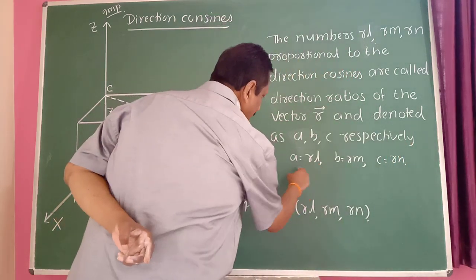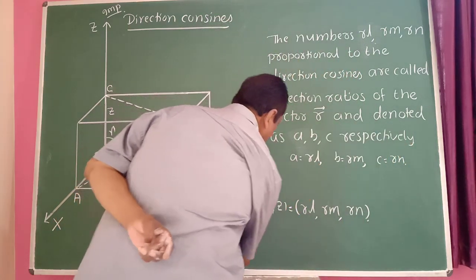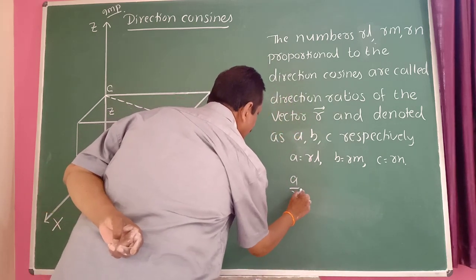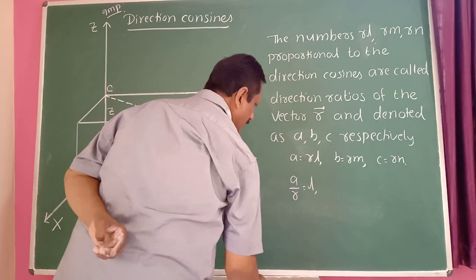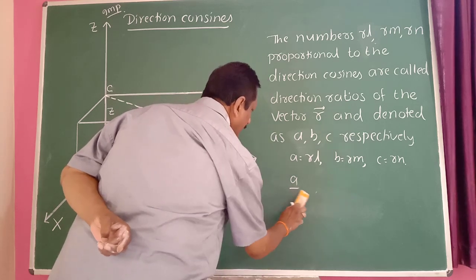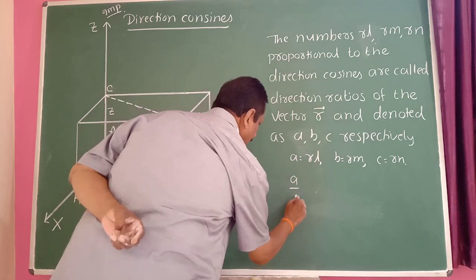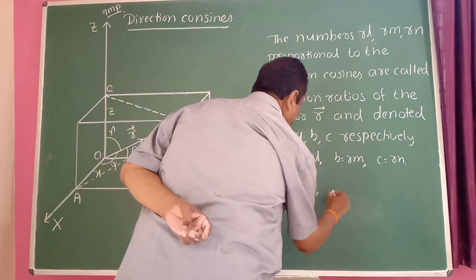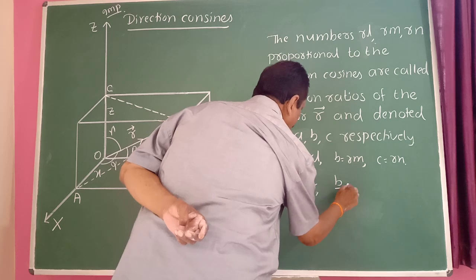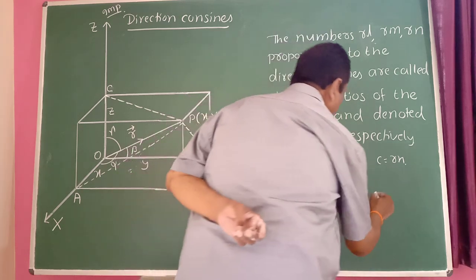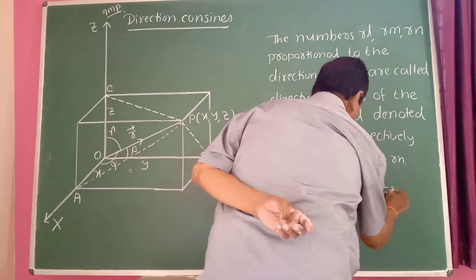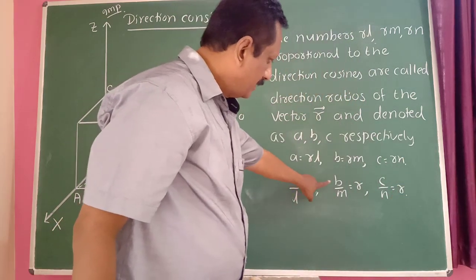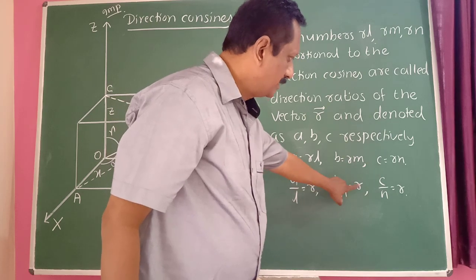Therefore take l this side here. Hence I can write a divided by r is equal to l here. Otherwise I can write a divided by l is equal to r, and b divided by m is equal to r here. Then c divided by n is equal to r here. So a by l is r, b upon m is equal to r, c by n is equal to r.